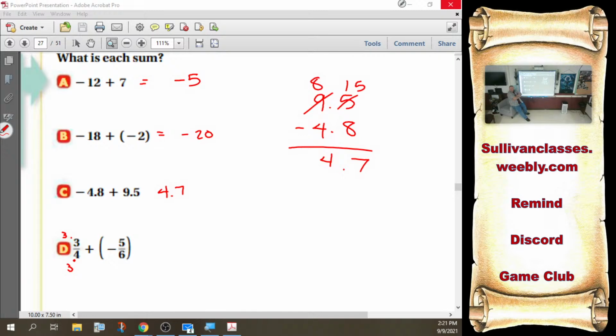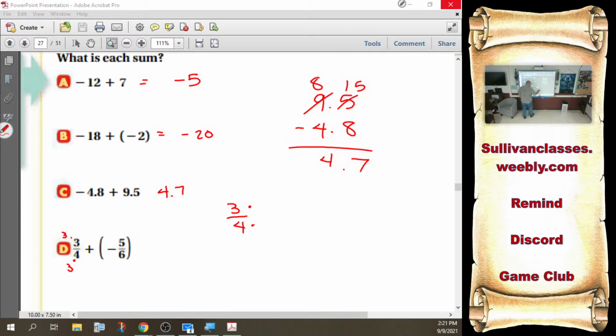Why do I multiply both? Because what you do to the bottom, you have to do to the top. Okay, that was probably drilled into your brain. Remind me, what is 3 divided by 3? 1. What's anything times 1? Itself.